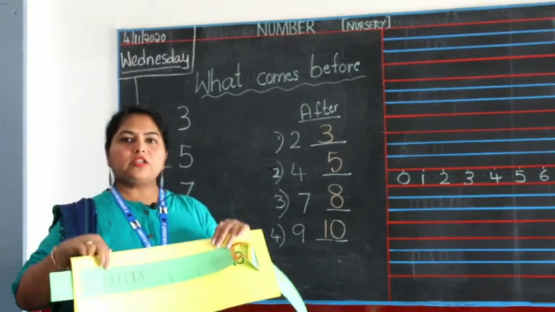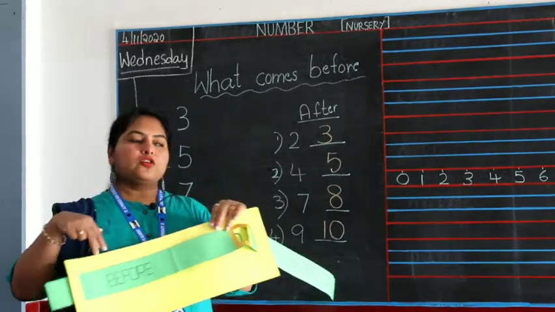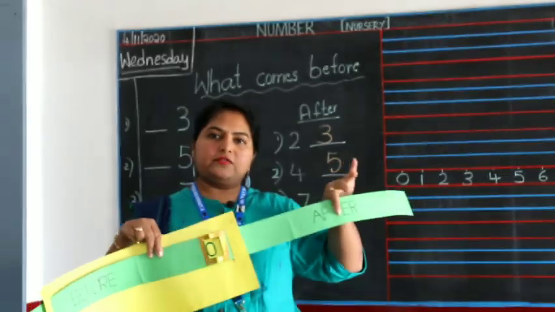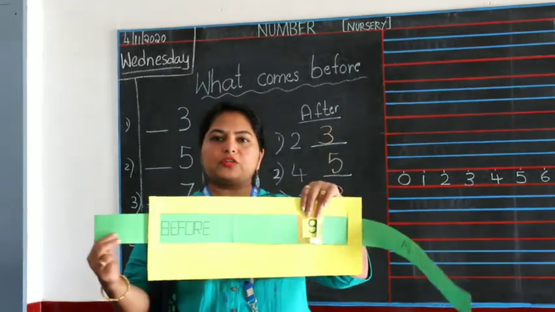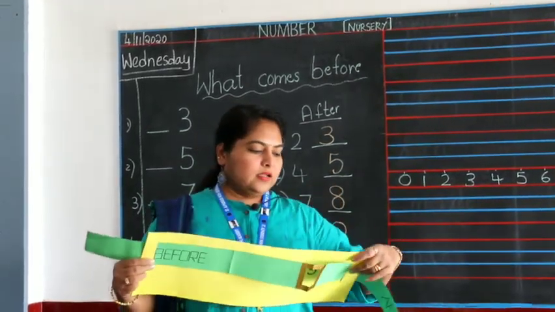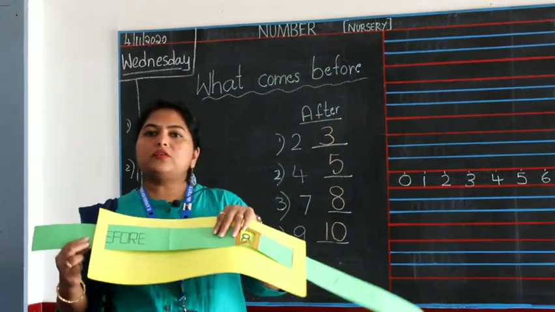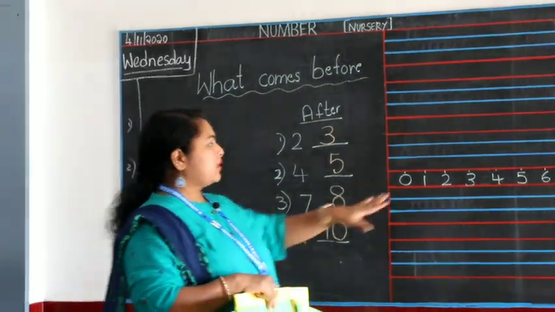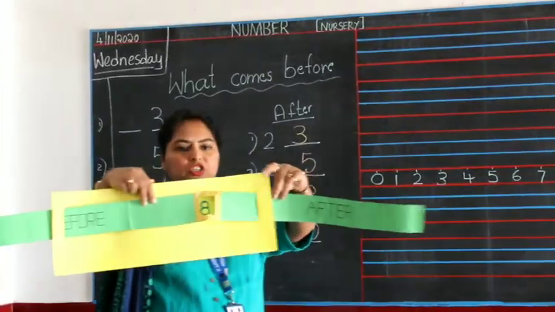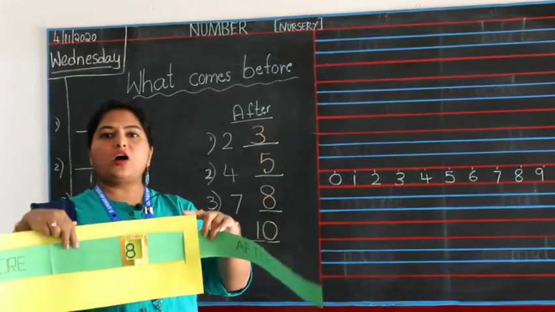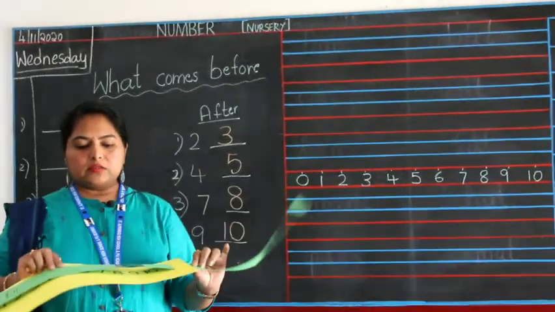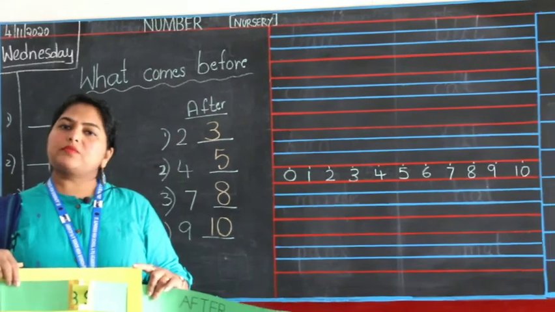Now this is what comes after a number. Now today we are going to learn about what comes before. So for after, you're dragging your left side. For before, you will drag your right side. So how do we go about before? Here I have the number line on the board as well as on my chart. So I'll teach you all how to go about knowing the number that comes before.